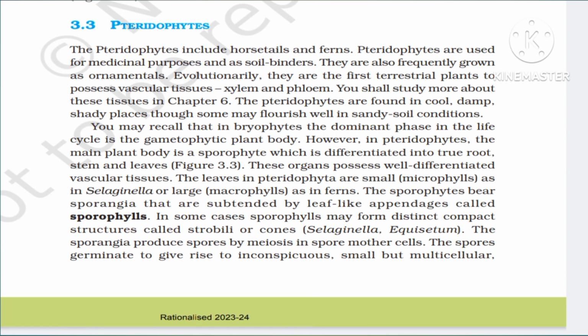Evolutionarily, they are the first terrestrial plants to possess vascular bundles, xylem and phloem. You shall study more about these tissues in chapter 6. The pteridophytes are found in cool, damp places, though some may flourish well in sandy soil conditions. You may recall that in bryophytes, the dominant phase in the life cycle is the gametophytic plant body. However, in pteridophytes, the main plant body is a sporophyte.